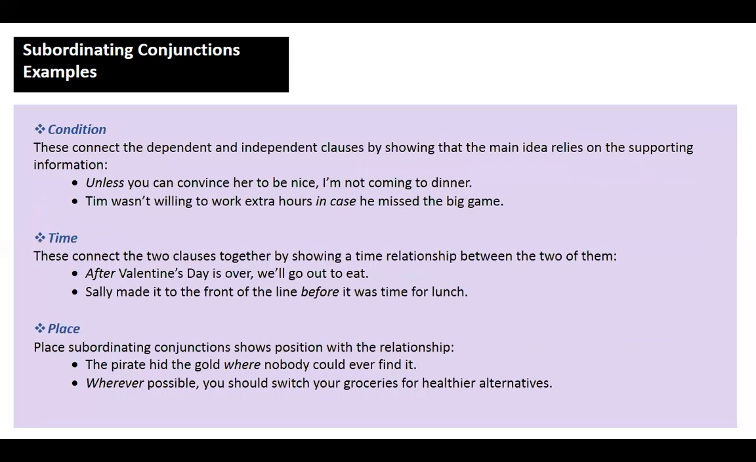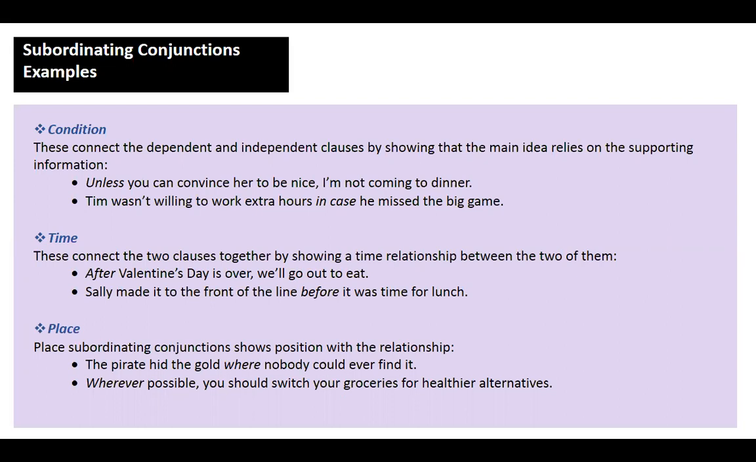And move on to the third category, which is condition. These connect the dependent and independent clauses by showing that the main idea relies on the supporting information. The example is: unless you can convince her to be nice, I'm not coming to the dinner. And the second example of condition is: Tim wasn't willing to work extra hours in case he missed the big game.